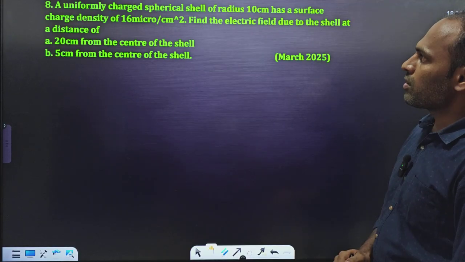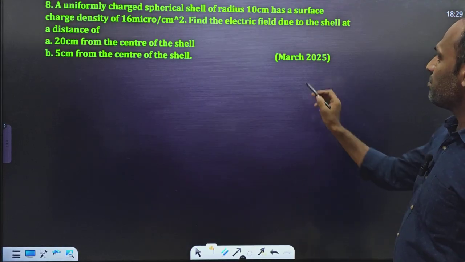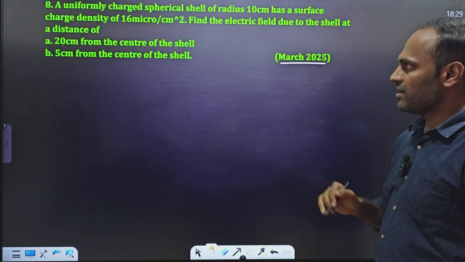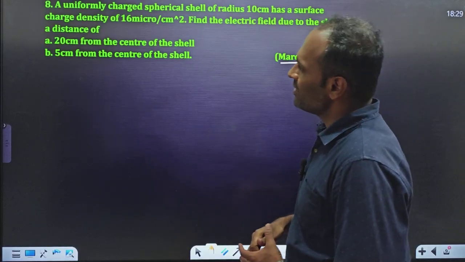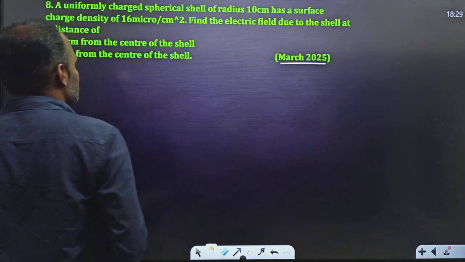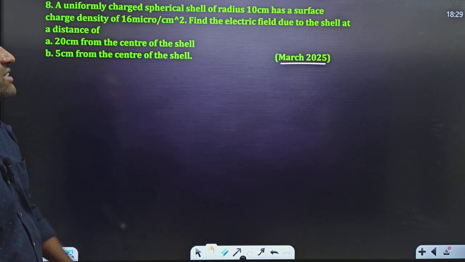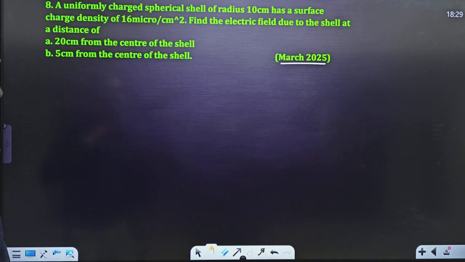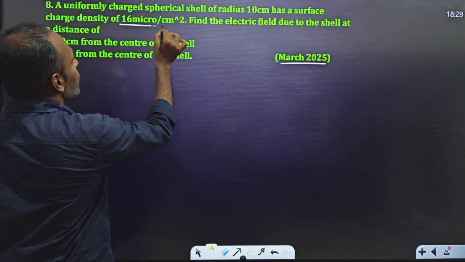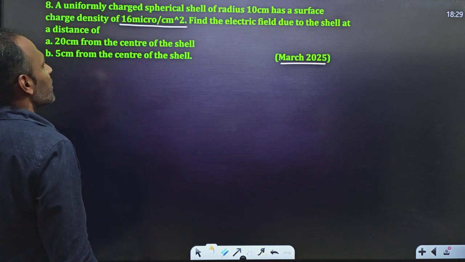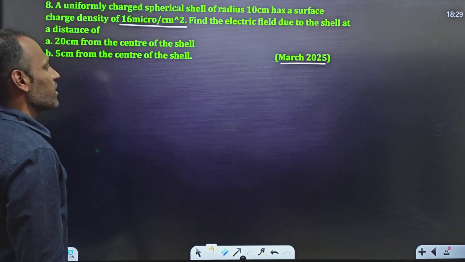let us go to one more last question. This question appeared in March 2025, that is, last year. It is a simple question, you can solve it easily. Right? See, a uniform charged spherical shell of radius 10 centimeter has a surface charge density of 16 microcoulomb per centimeter square. Okay.